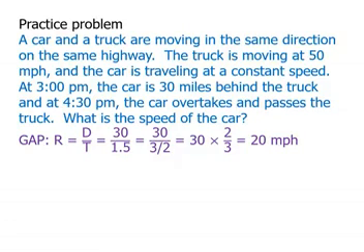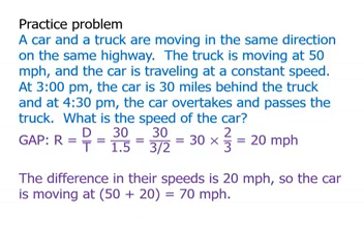In other words, the gap was getting smaller at a speed of 20 miles an hour. Well, that must be the difference in the speeds. And so if the truck is moving at 50 miles an hour, the car must be moving 20 miles an hour faster than the truck. So that must be 70 miles an hour.